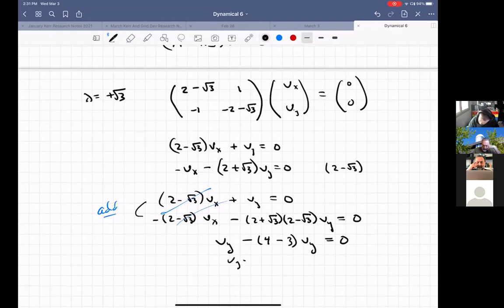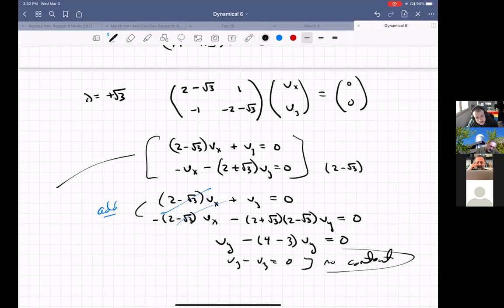So that says Vy minus Vy is equal to 0, which says no content. Okay, so the point of doing this was to remind ourselves that the two equations are not linearly independent. It might look at first glance like these two equations are linearly independent, but they're not, right? Because when I tried to solve the two equations for one of the unknowns, I couldn't do it. Good.